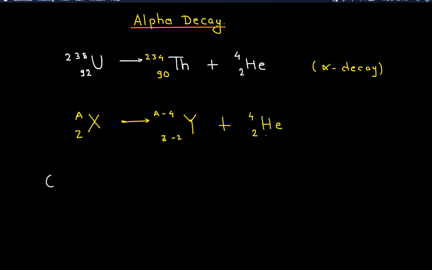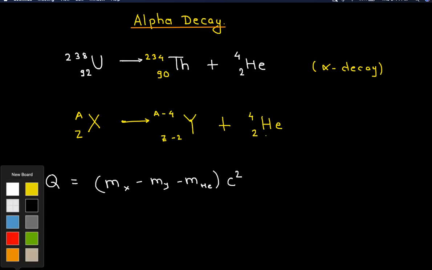How much heat will be emitted in this reaction? Any guesses? Suppose masses are given to you. Mass of helium, Y and X, they are given to you. Then how much heat will be emitted? (MX minus MY minus mass of helium) into c squared. Understood? No. What is the doubt? Yes. Yes, sir. Okay. So let's take a numerical then, right?